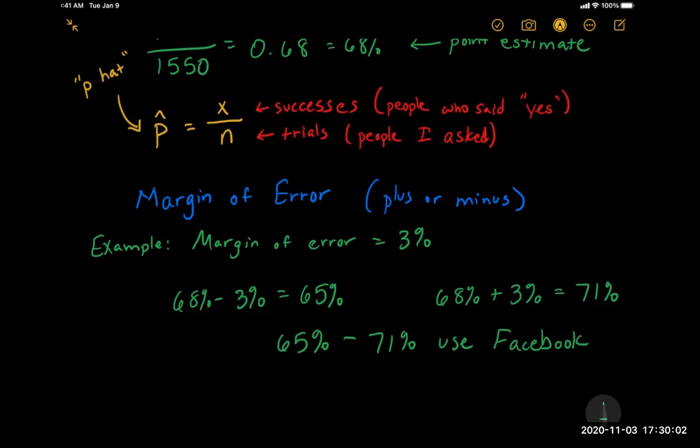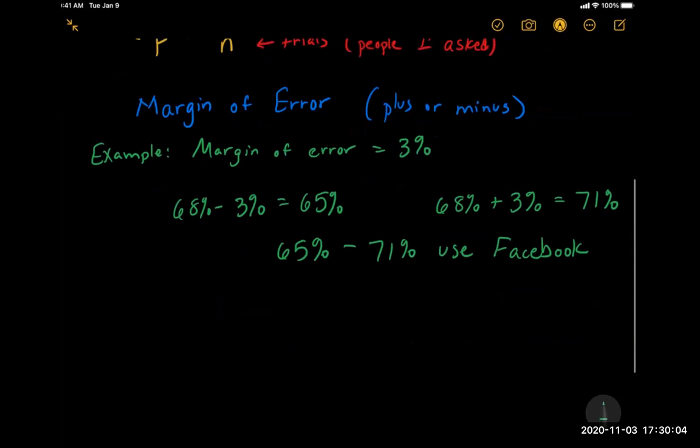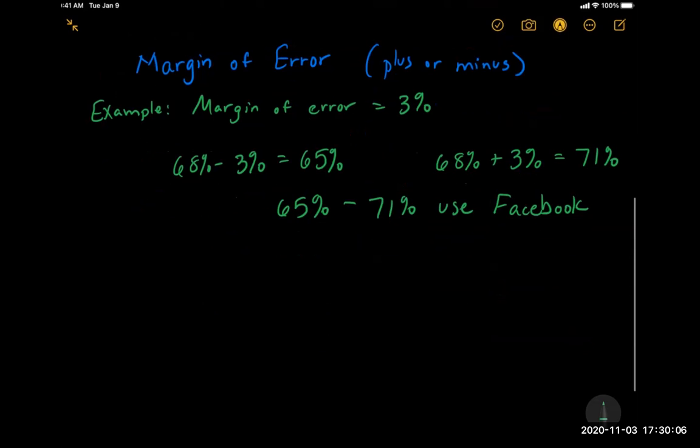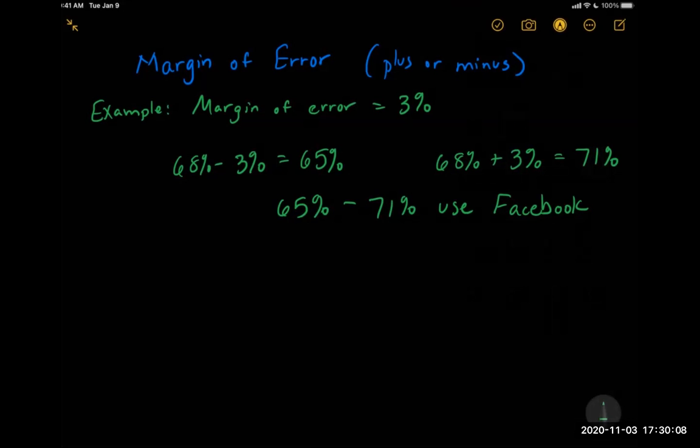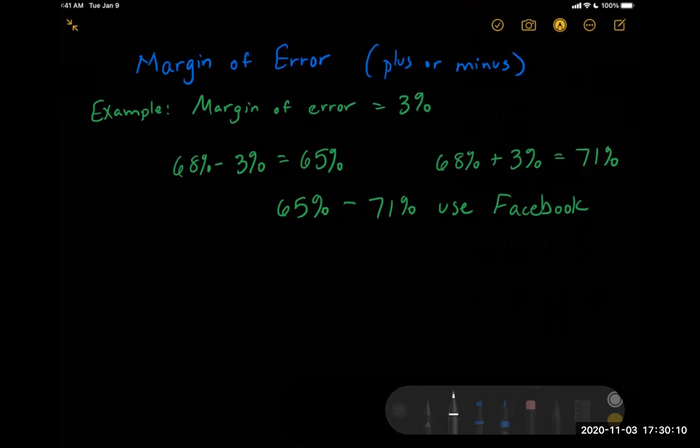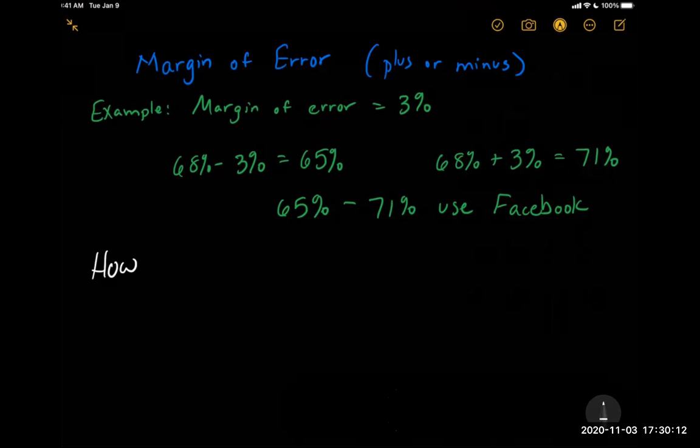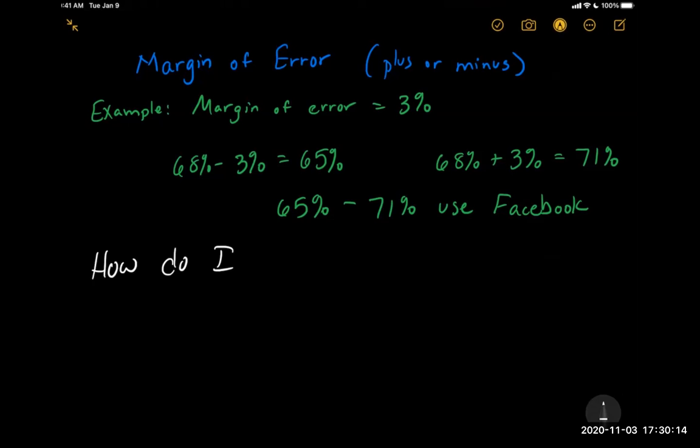So the next question is, if the margin of error is the magic number that tells me how close my point estimate is to the truth, how do I find margin of error?